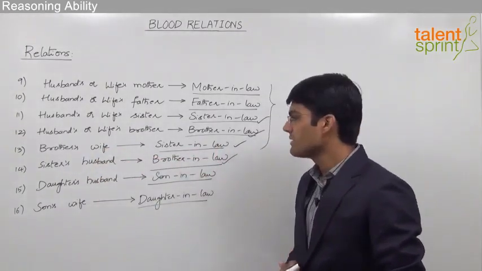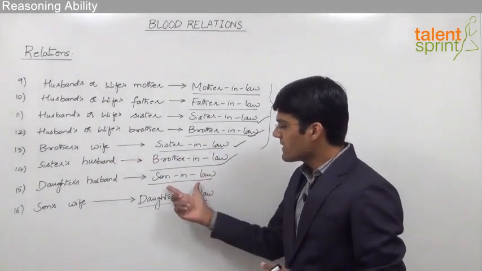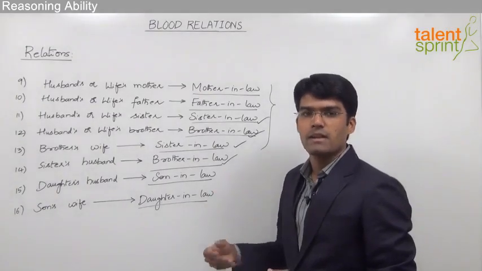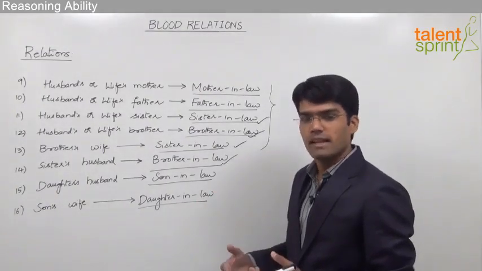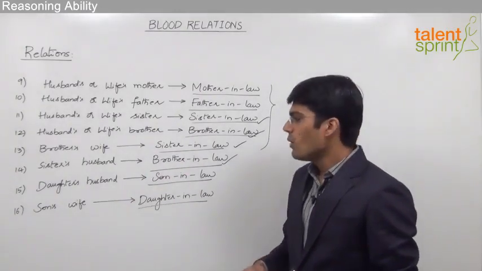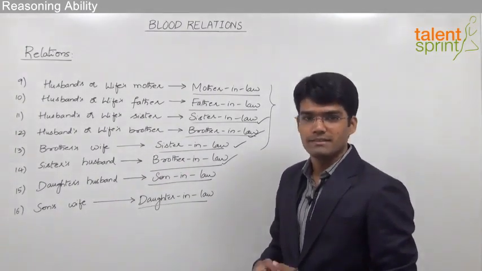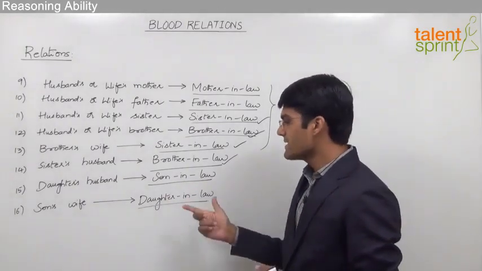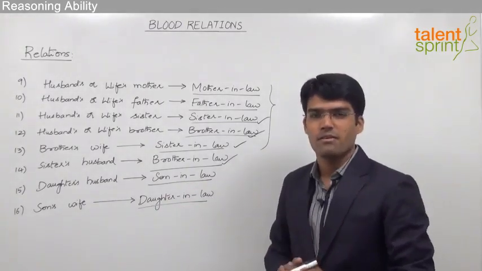Similarly, in case of son-in-law and daughter-in-law, these are like your children, that is son and daughter as per the law. They were again a part of some other family. They simply join your family when your children get married. So daughter's husband should always be referred to as son-in-law, and son's wife should always be referred to as daughter-in-law.